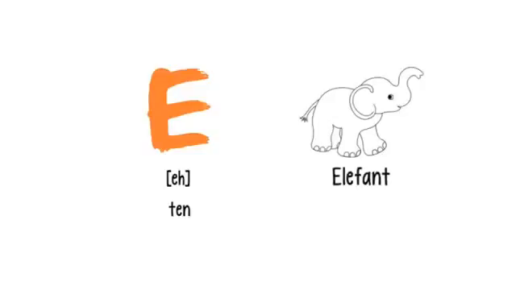Now let's have a look at the letter E. E, which is pronounced like the E in the word ten. The German word with the letter E is Elefant, which means elephant.